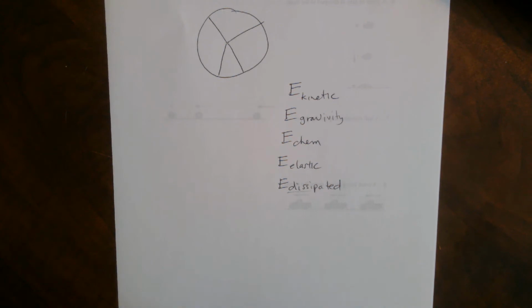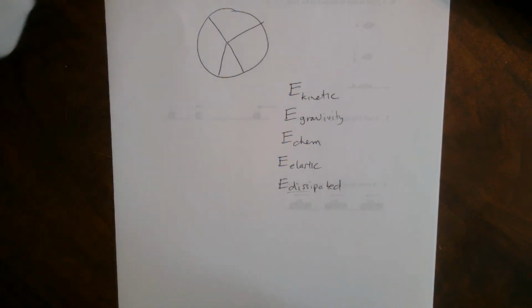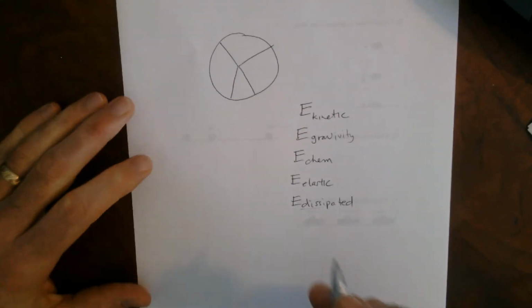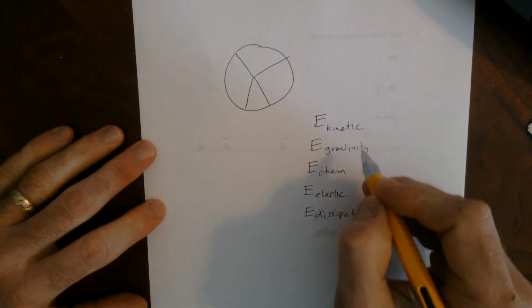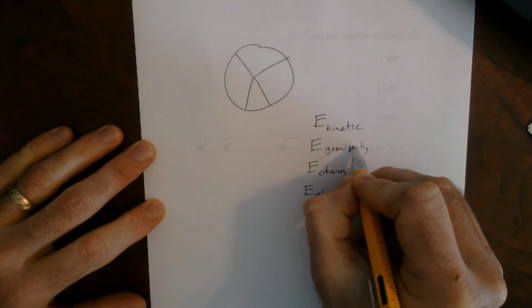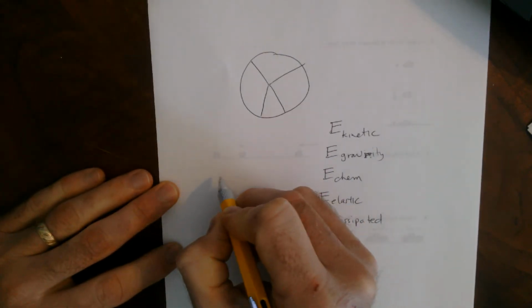And then lastly, you have to be reasonable in your estimations of how big the pieces of pie should be, but they don't have to be perfect. The one thing that you can estimate pretty well is energy due to gravity.